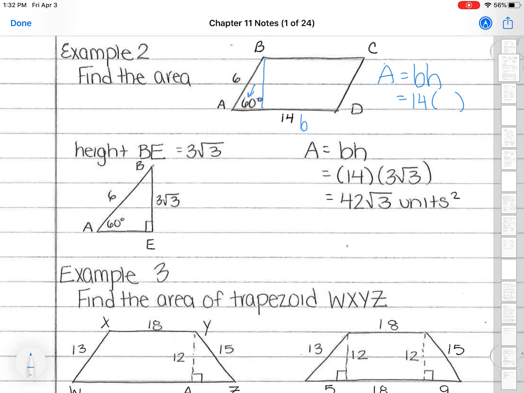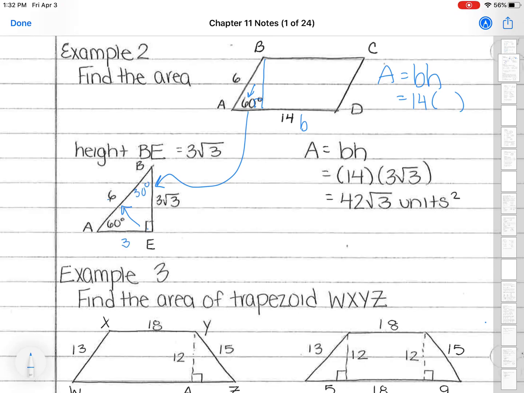That's what it's sitting on. But we have to figure out what the height is. So that is where this extra number of 60 comes in. So what you could do is drop yourself an altitude, which then creates a 30, 60, 90 triangle. So I'm going to come over here. Our hypotenuse is equal to 6.